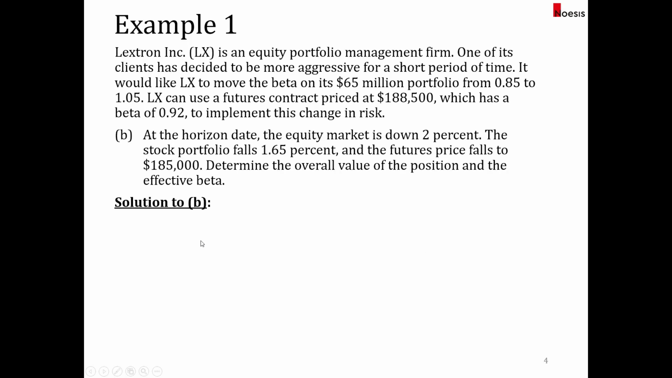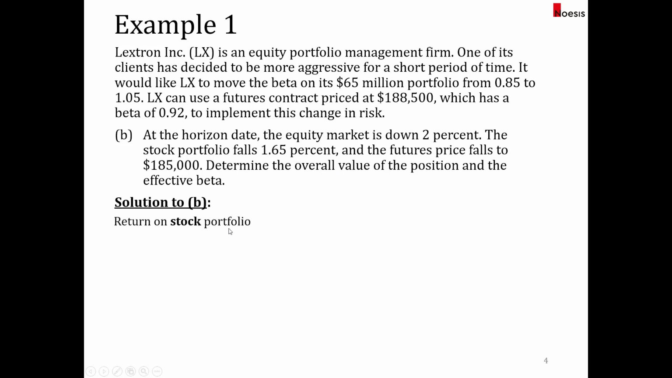Now let's take question B. Let's say at the horizon date, the equity market is down 2%. The stock portfolio falls 1.65% and the futures price falls to $185,000. Determine the overall value of the position and the effective beta. Take note that previously we entered into a transaction to long 75 futures contracts. So we want to find out what's the overall value of the position.